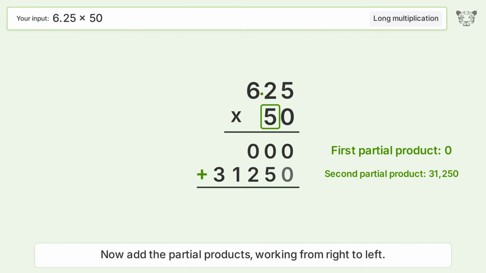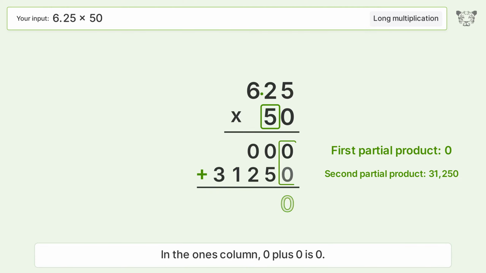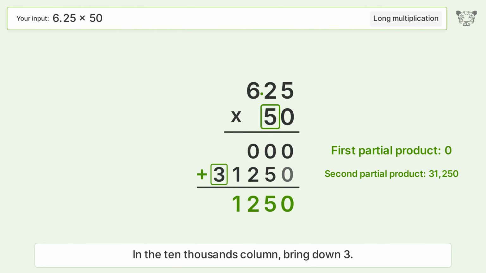Now add the partial products, working from right to left. In the ones column, 0 plus 0 is 0. In the tens column, 0 plus 5 is 5. In the hundreds column, 0 plus 2 is 2. In the thousands column, bring down 1. In the 10,000s column, bring down 3. The product of the whole numbers is 31,250.